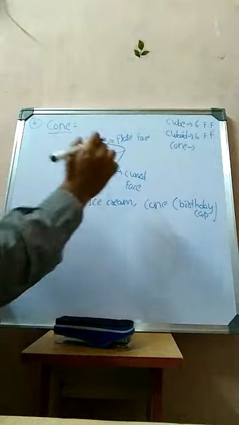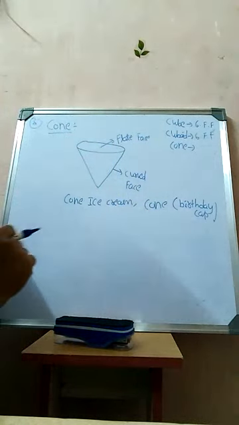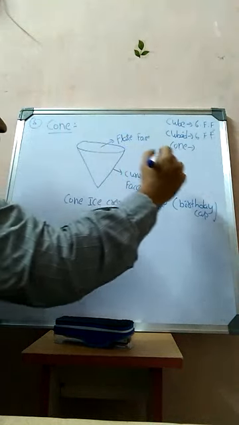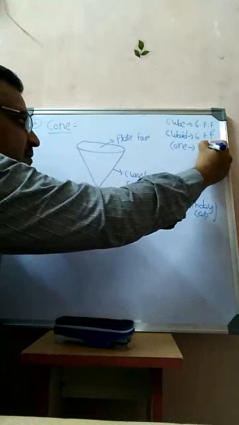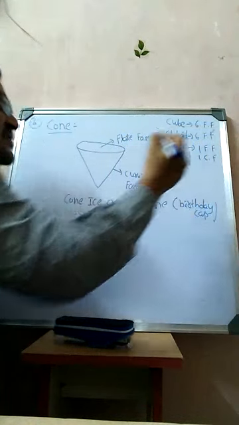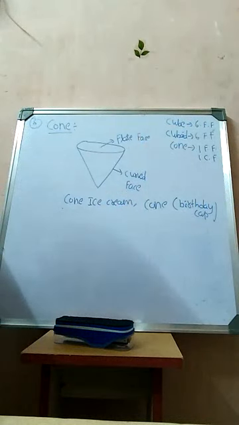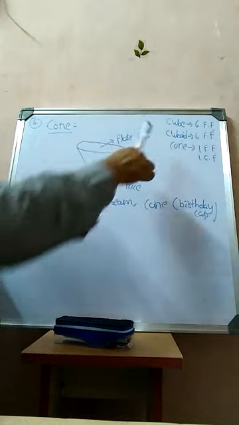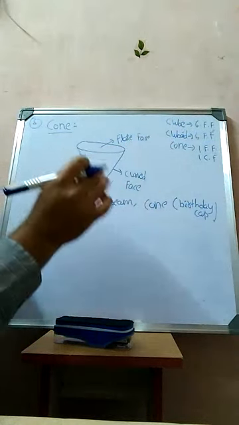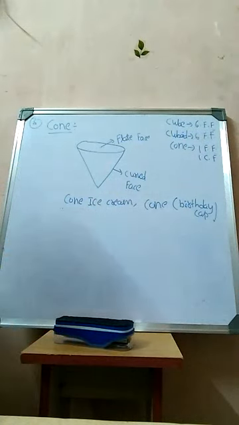And its properties, which I just told: it has two faces. One is flat and another one is curved. So one flat face, one curved face. See once again, a cube has 6 flat faces. A cuboid has 6 flat faces. A cone has one flat and one curved. And the next one, cylinder.